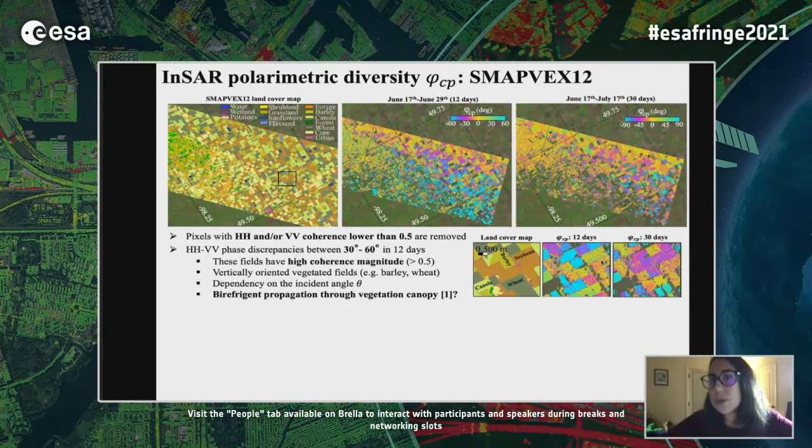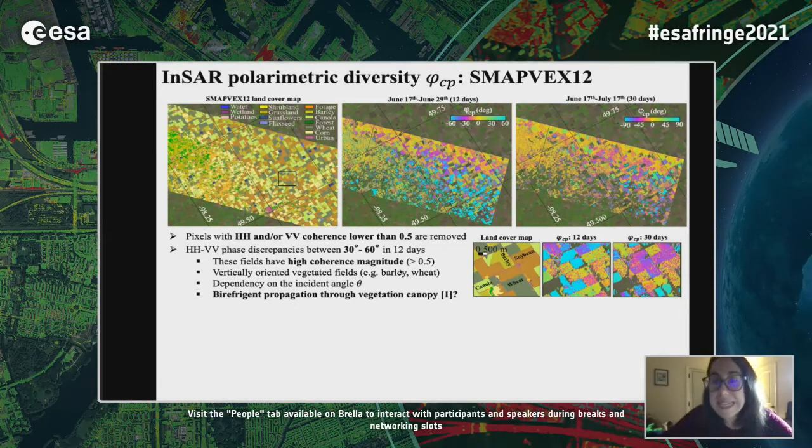So this slide instead shows an example of the HH minus VV phase inconsistency for the SMAPVEX12 campaign. At the center of the slide, I have the HH minus VV phase difference for 12 days, and for 30 days in the rightmost part. In this case, we also see that the spatial temporal pattern of this change is very pronounced, not only in time, but also spatially. But we also see that these changes cluster on a field basis.